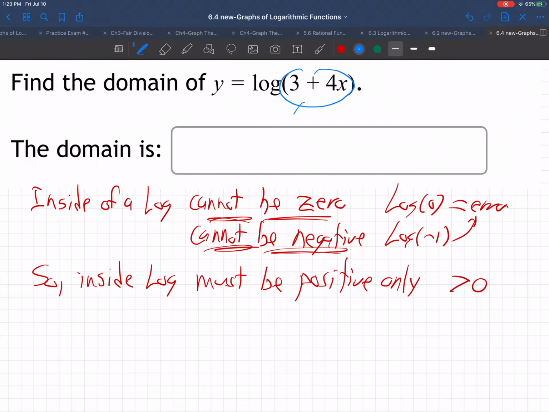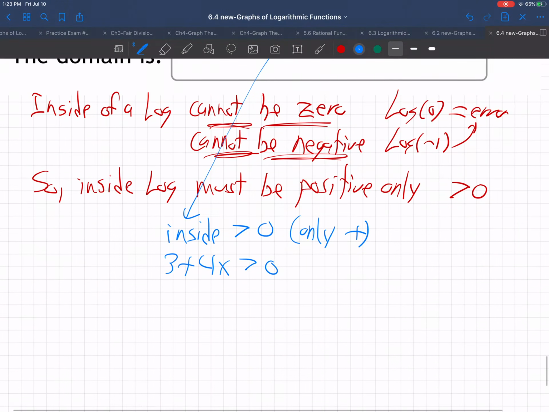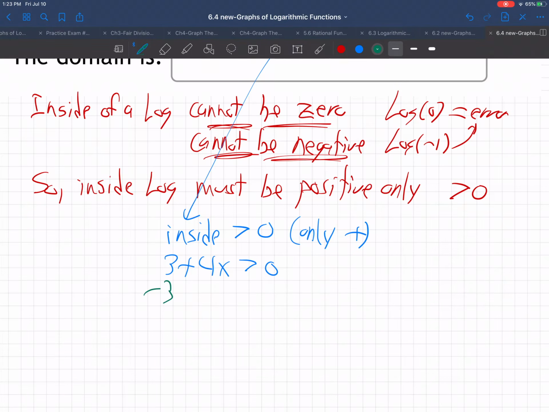We grab the inside and we say, hey, inside of the log, you must be greater than 0. That means only positive, right? Greater than 0. So 3 plus 4x greater than 0. So we just need to solve that little inequality for x. So subtract 3 from both sides and divide by 4. X is greater than negative 3/4.